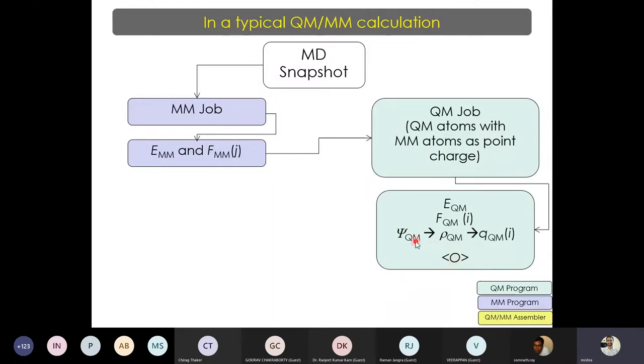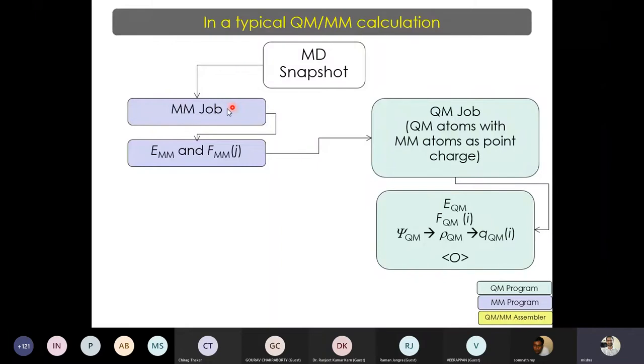Because once you have the wave function, getting the expectation value is very easy. So these are the standard things that you do in QM. And you can do these QM calculations using any QM program, for example, Gaussian or TurboMole, MOLCAS, Orca, whatever your preferred program. You do this QM, you did this MM.